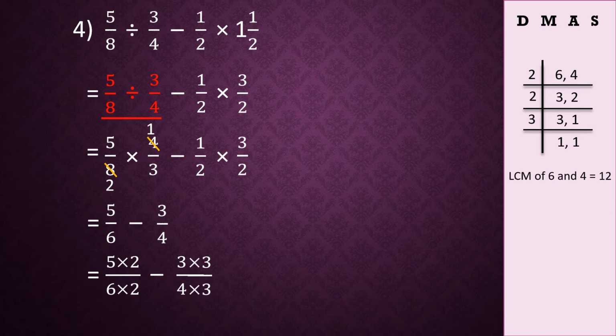Now simplify. 5 twos are 10 and 6 twos are 12. So we get 10 upon 12. Then write minus sign as it is. 3 threes are 9 and 4 threes are 12. So we get 9 upon 12. See, 10 upon 12 minus 9 upon 12 both are like fractions. So do the subtraction. 10 minus 9, 1. So we get 1 upon 12. So the answer is 1 upon 12.